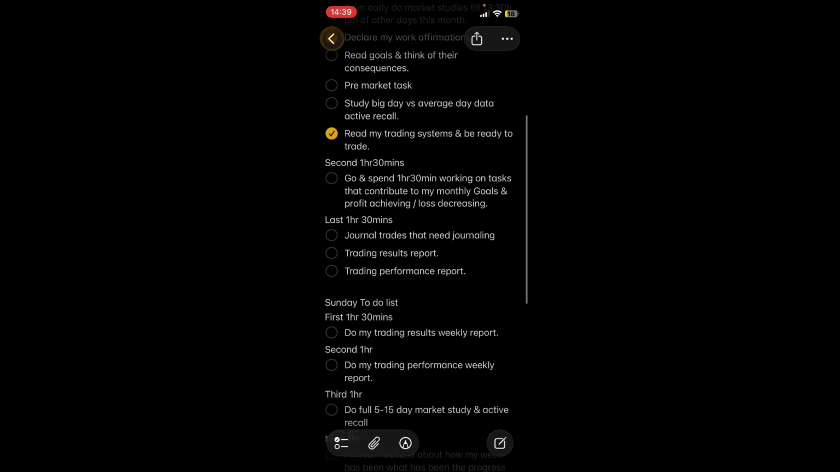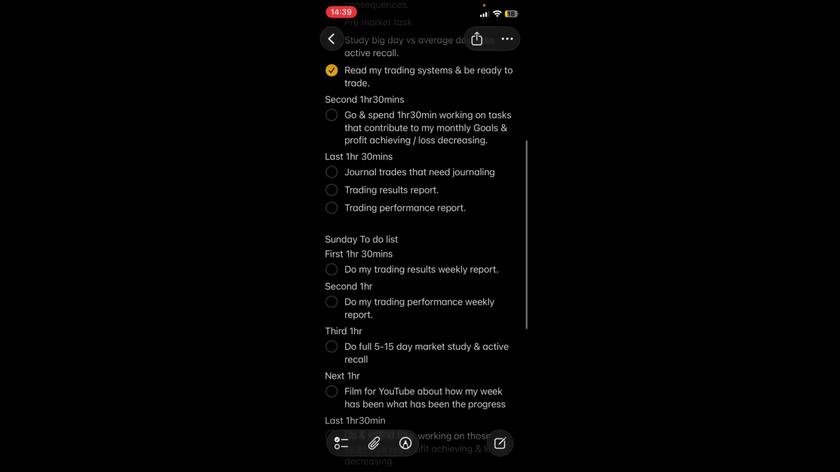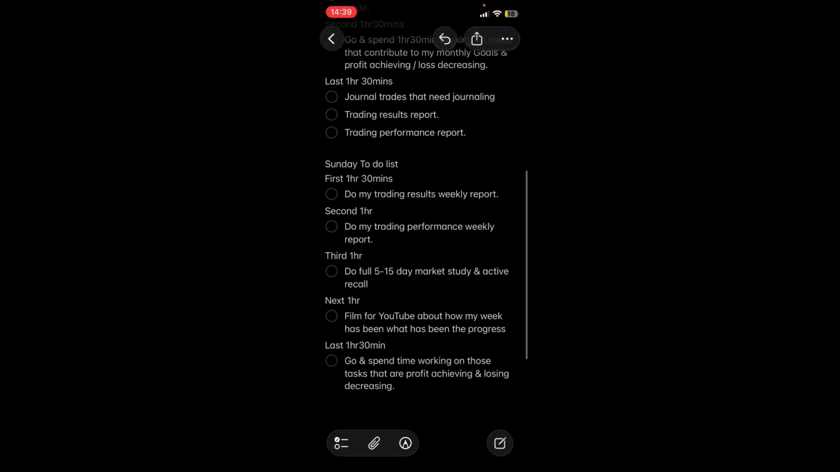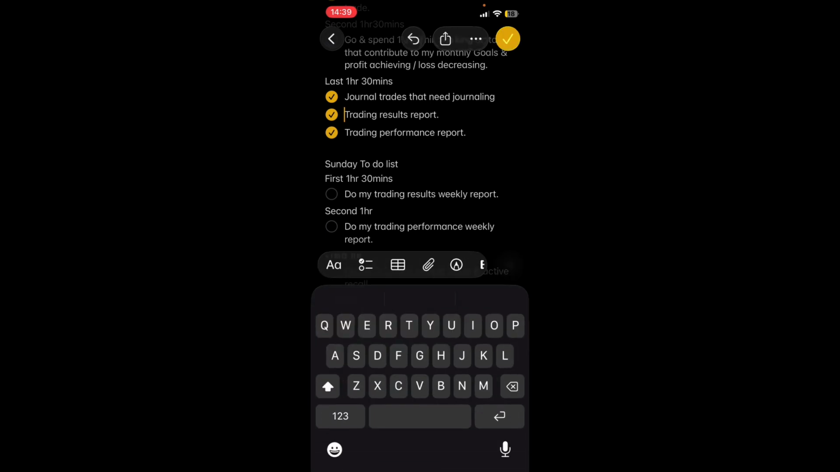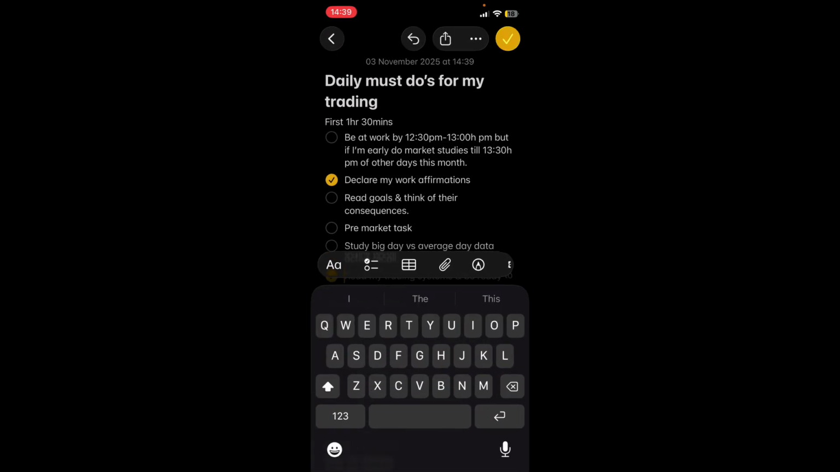I want to be consistent in studying big days versus average days. And recall, I want to be consistent in working on tasks that contribute to monthly goals and profit achieving and loss decreasing results. I want to be consistent journaling my trades, trade results, trade performance, tracking all these things, right? That's what I want to be consistent in, the things that are effective and lead to more profitability.